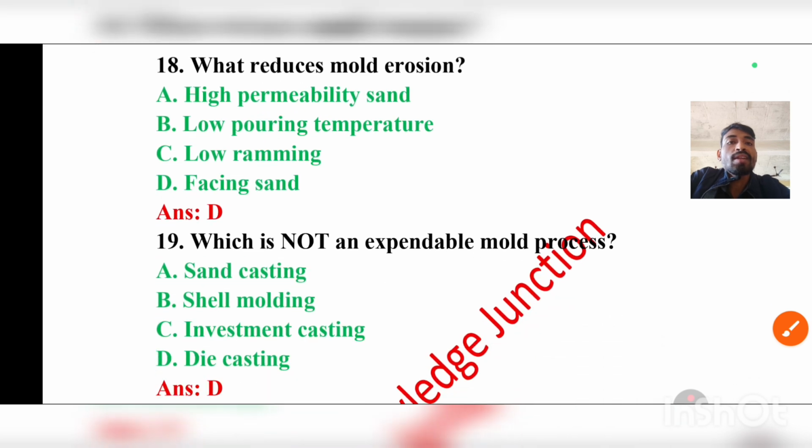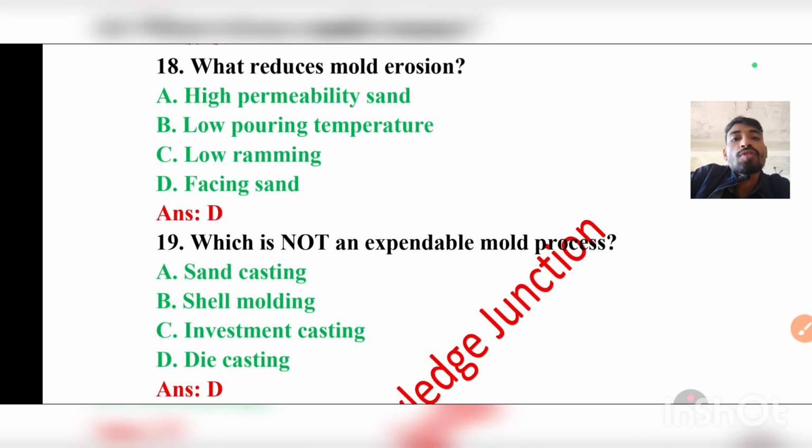Question number 18. What reduce mold erosion? The options are high permeability sand, low pouring temperature, low ramming or facing sand. The correct answer is your facing sand, that is your option number D.